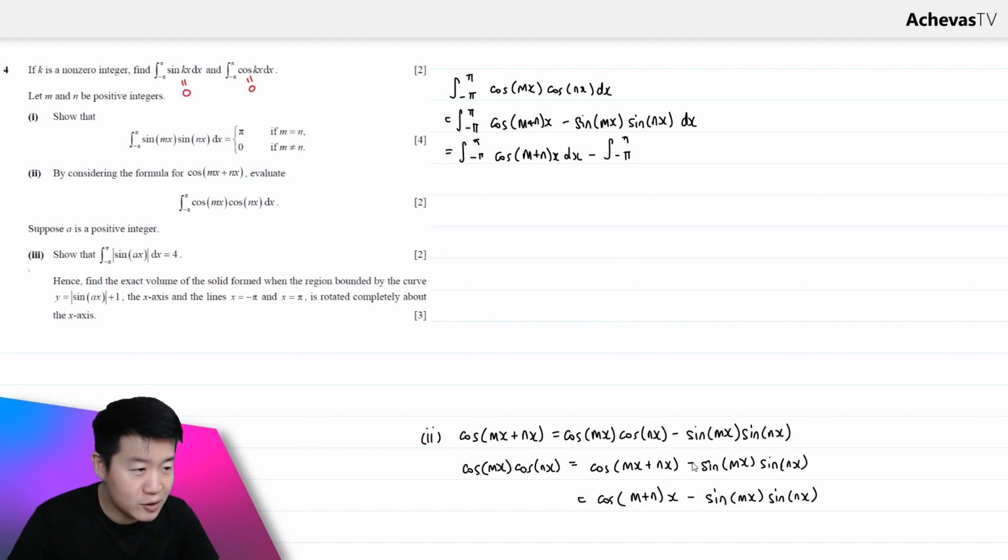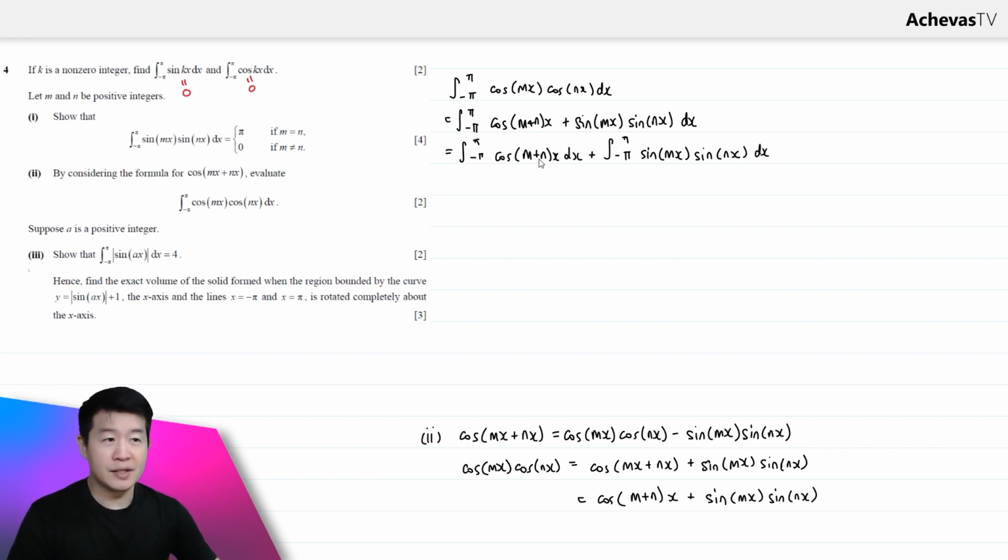Oh no, I made a mistake. This should be a plus because I brought this over to the other side. So this should be a plus, this should be a plus. So here is a plus, here is a plus, plus sine of mx sine of nx dx. As for this, we have just analyzed m and n, they are positive numbers, which makes m plus n a non-zero integer. So we can make use of this result. So this entire thing is going to become 0.